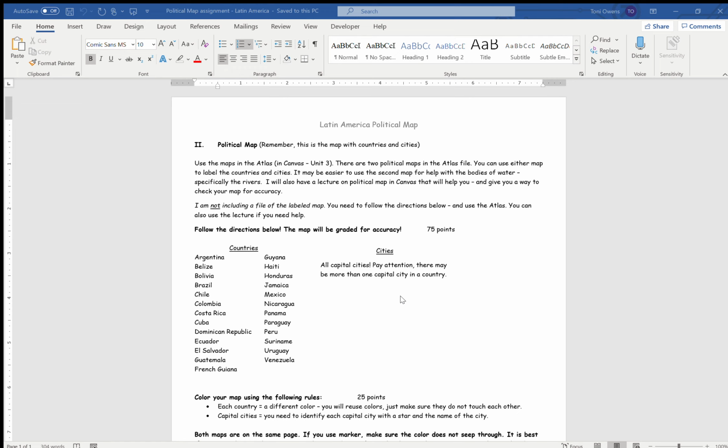In good heavens, I have two more that do not have a name. This is Paraguay. And the capital is Asuncion. Okay, it's right there on that tip.